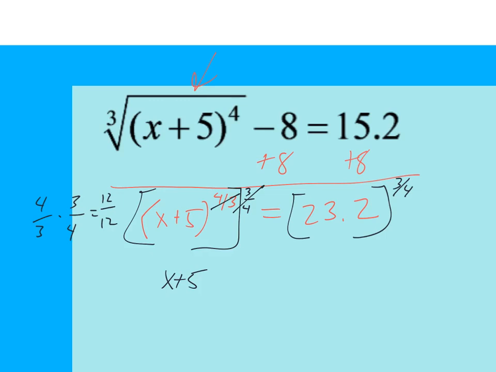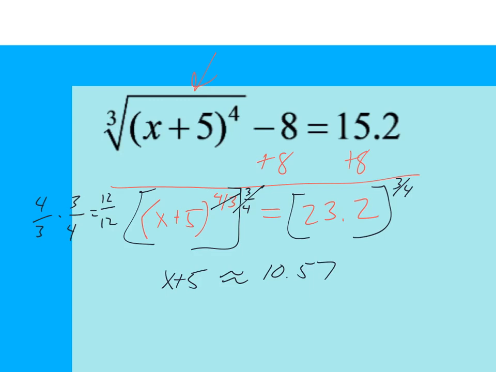Now, this is where the calculator comes into play. I have no idea off the top of my head what 23.2 raised to the 3/4 is. So I'm going to go to my calculator, take 23.2, and I'm just going to raise it to the 0.75. I'm just going to convert that to a decimal. Again, because it's a rational decimal, it doesn't go on forever. It's not 0.33333333 or anything like that. So that ends up being not equal to, but approximately equal to 10.57. I'm going to go 2 decimal places each time.